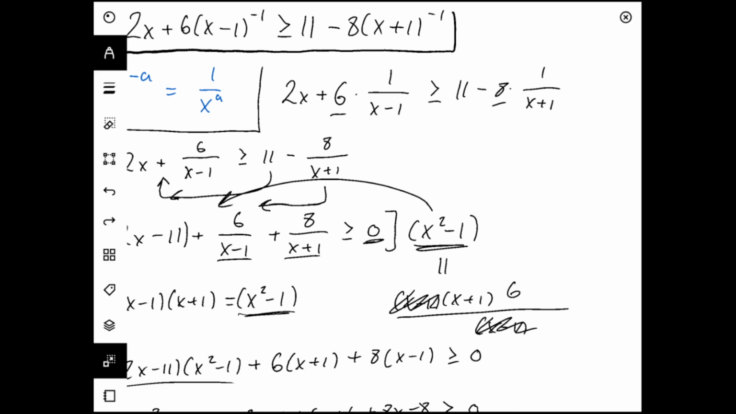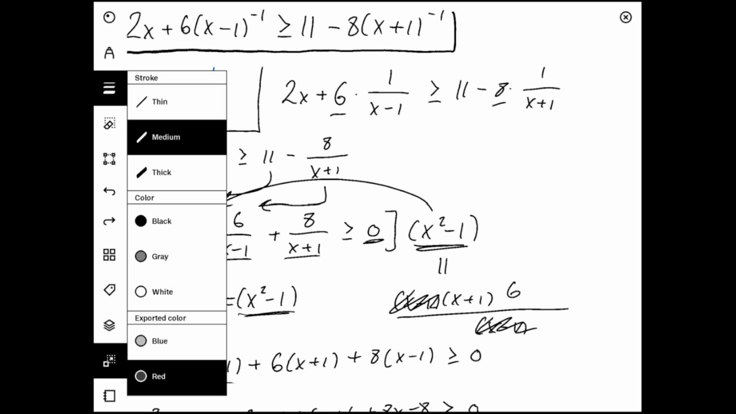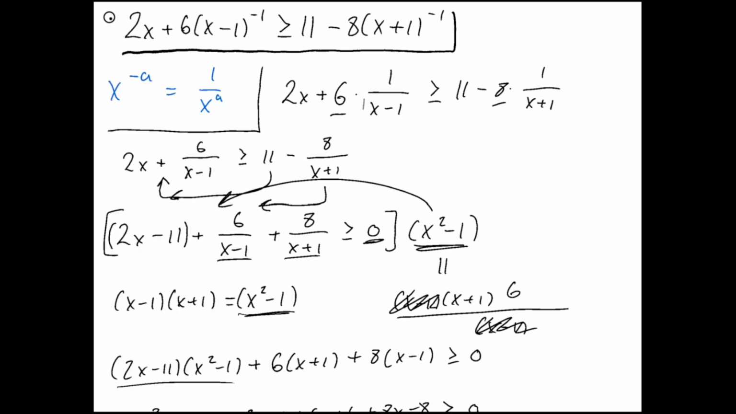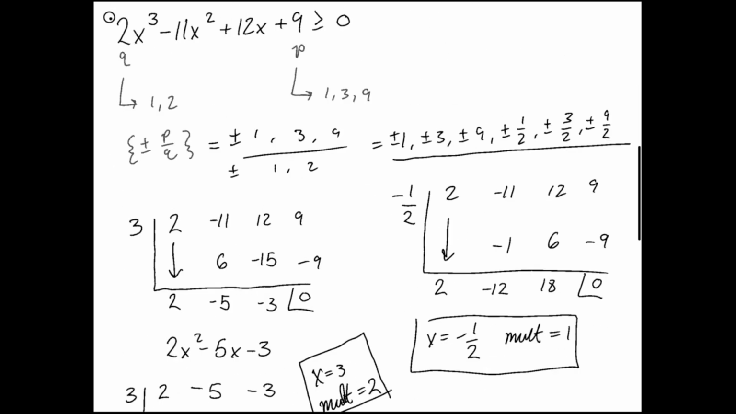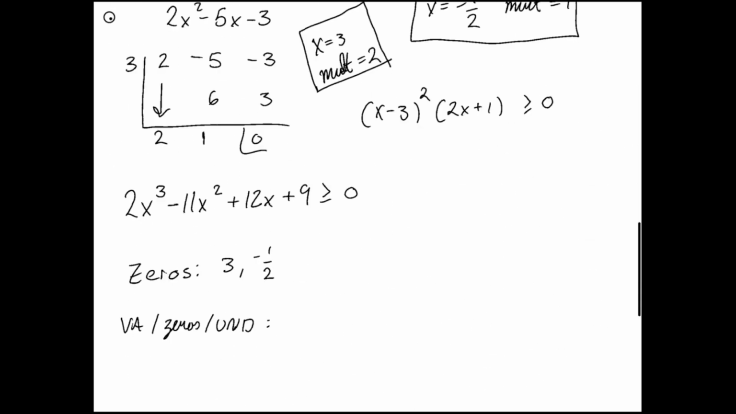And that is, let's do it in red, x minus 1 and x plus 1. So there is an undefined area, plus or minus 1, in these 2 spots. So whenever I'm going through and doing my sign diagram, I have to include those points as well. And that can really trip people up.